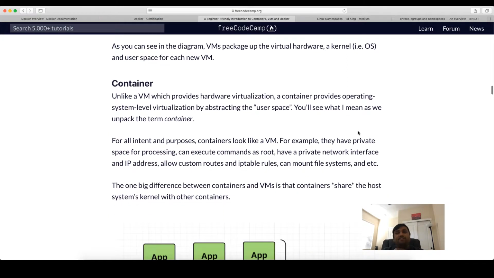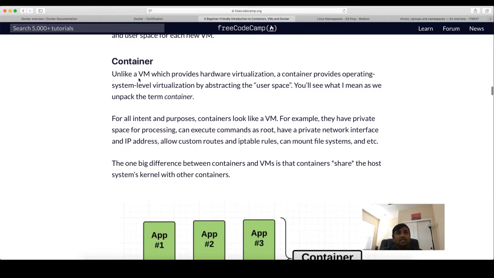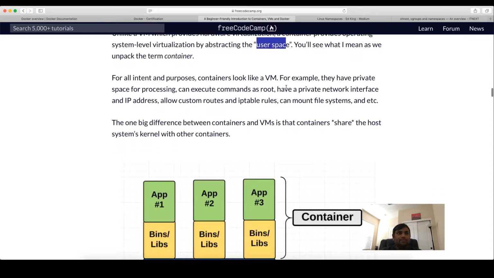On the other hand, if we talk about the container, unlike the VM, which provides hardware virtualization, the container provides something called operating system level virtualization. And how do they do that? With the help of a concept called user space. So they go ahead and abstract the user space. And again, we'll talk about some of these things in greater detail.